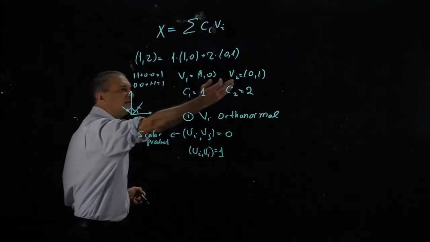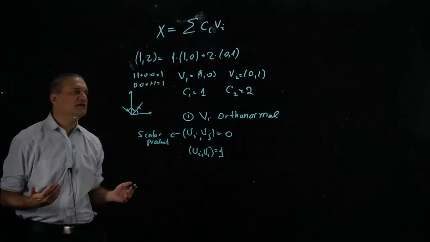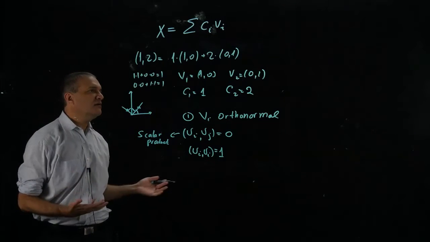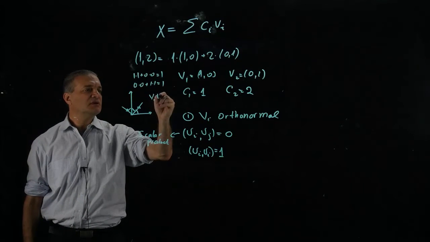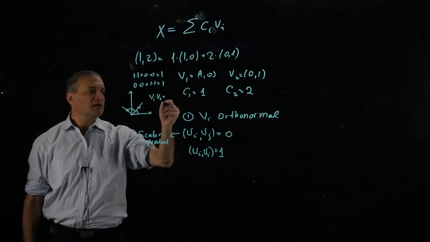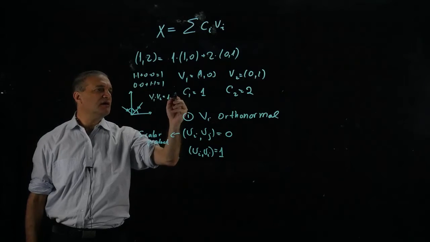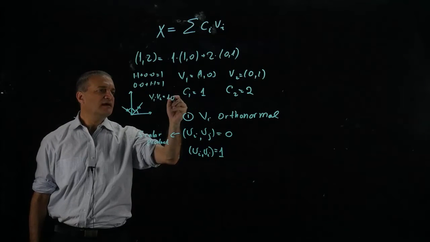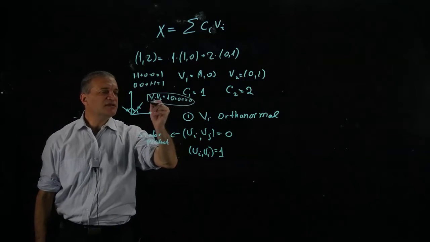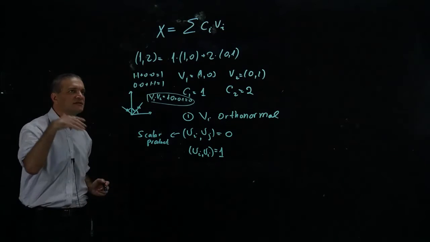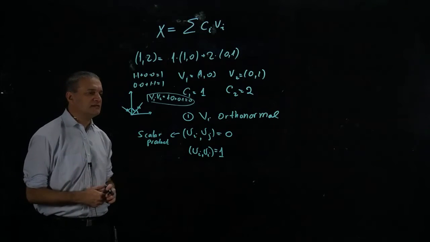And V1 scalar product with V2 is 1 times 0 plus 0 times 1, which is equal to 0. So that's an example of an orthonormal basis. It's the simplest orthonormal basis possible.